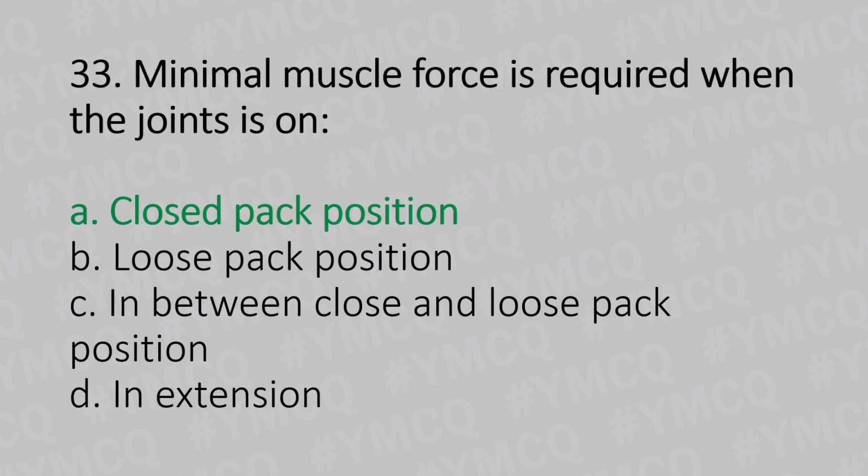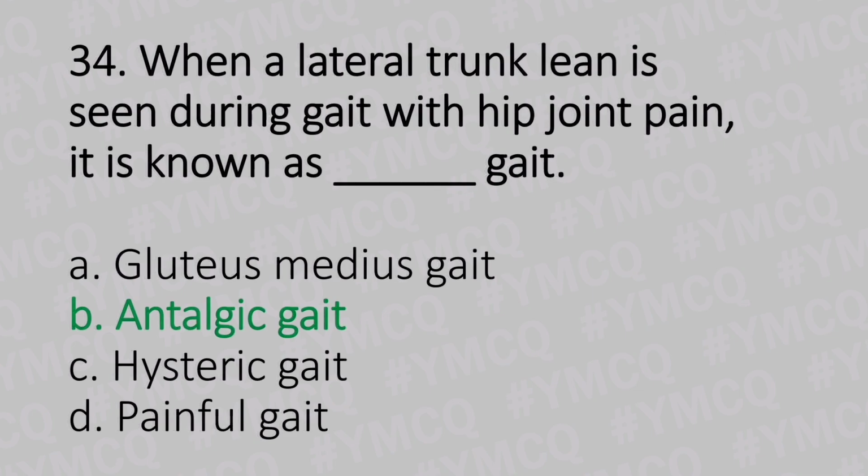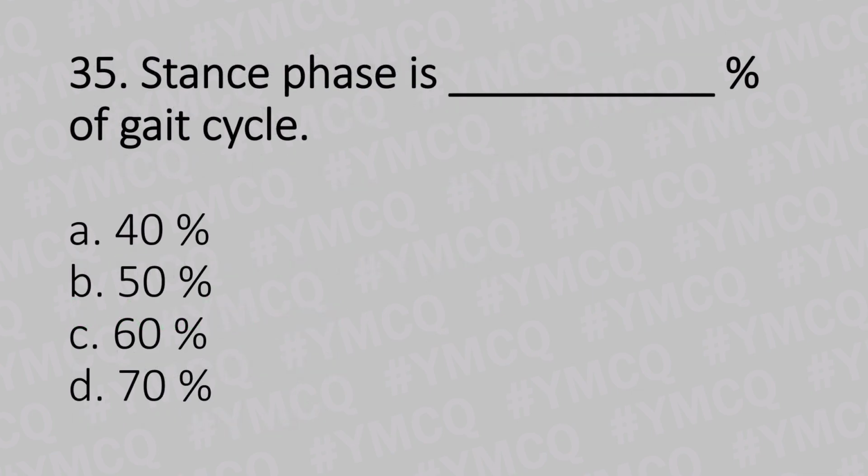Moving to our 34th question, when a lateral trunk lean is seen during gait with hip joint pain, it is known as dash gait. Option A, gluteus medius gait. Option B, analgesic gait. Option C, hysteric gait. Option D, painful gait. And the answer is option B, analgesic gait.